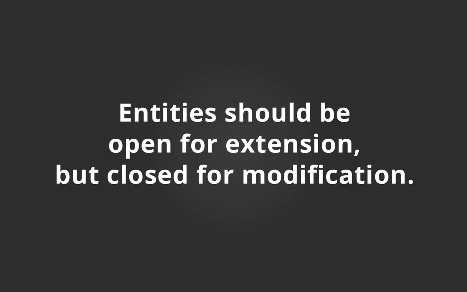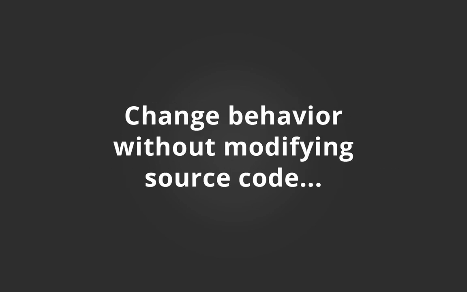Now though, what about the closed part? Closed for modification. Now I should stress, this is a goal. It's very difficult to follow perfectly. However, it's something you strive for. So when we say closed for modification, we're saying we want to change the behavior of a class. However, how could we do that without modifying the original source code?